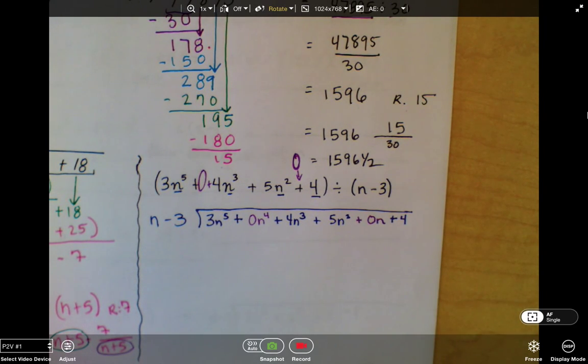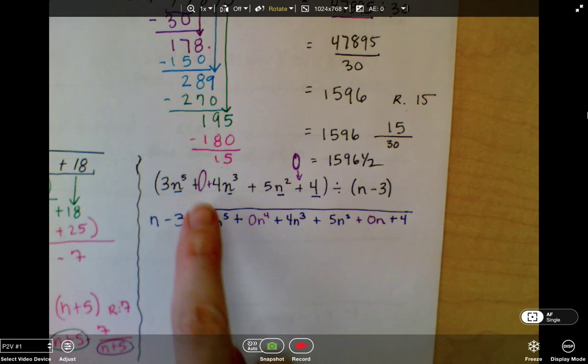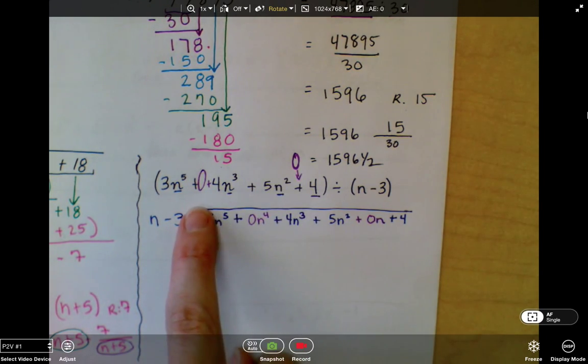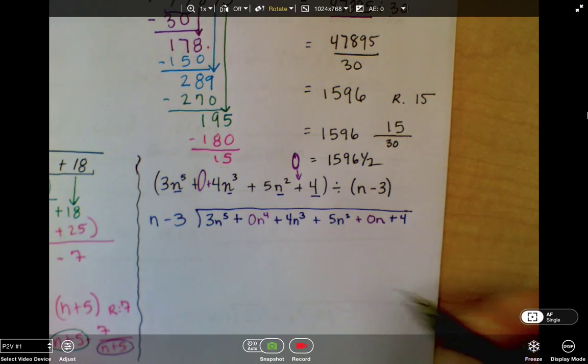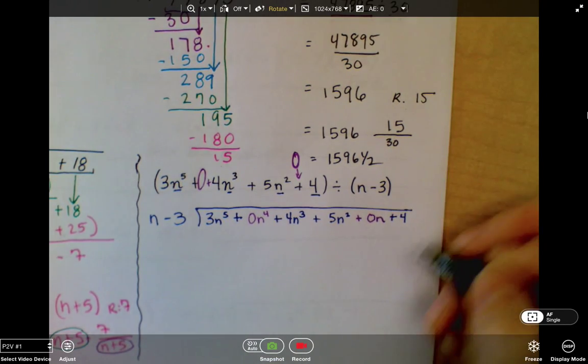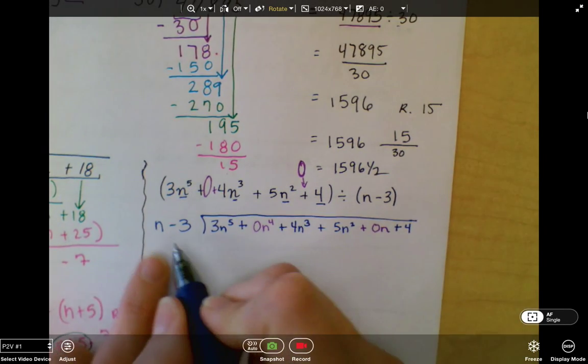So making sure that I remember where there might be missing terms. A lot of kids make that mistake. They forget to look for their missing ones. So make sure you watch out for that. So now I can divide. We can do this one. This one looks like it's going to be long, kind of gnarly.